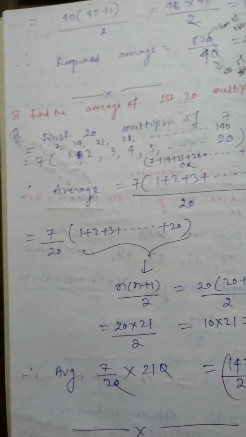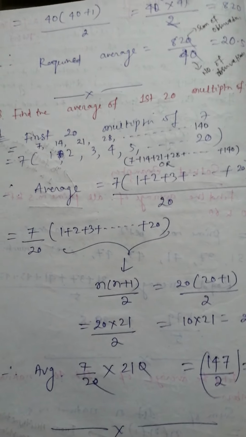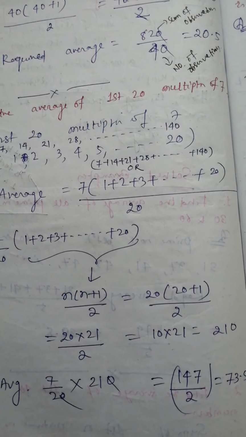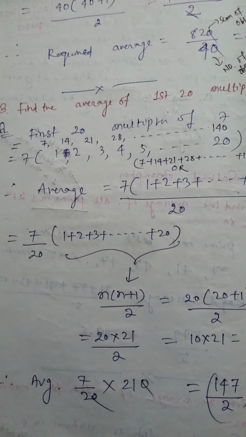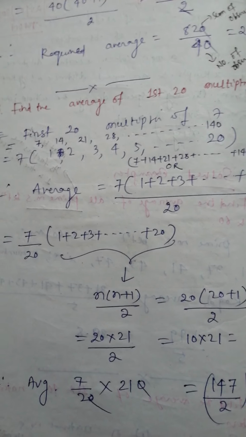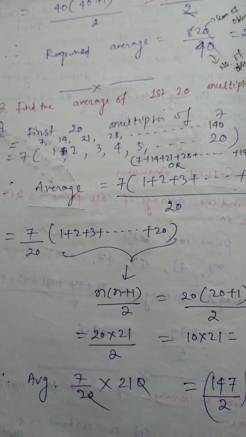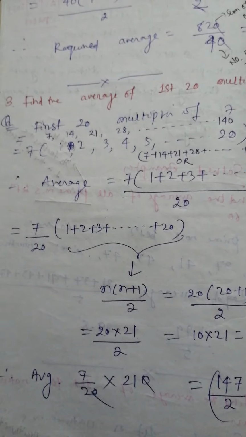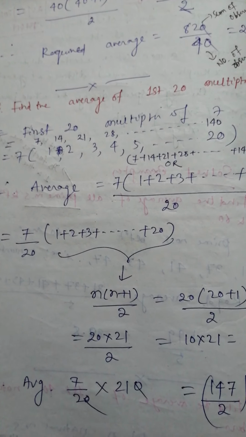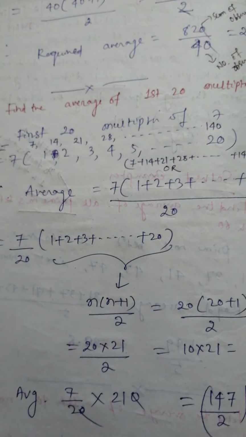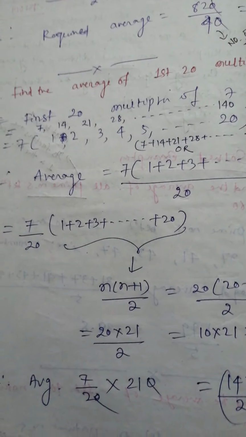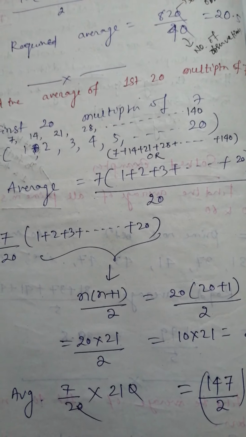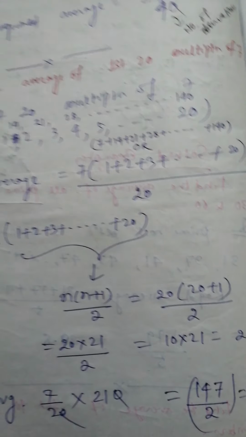Fine. Next I will go to question number 3. Find the average of first 20 multiples of 7. Okay, so I will first find out what are the first 20 multiples of 7. And this is very natural that we can do it in a general way. So the first 20 multiples of 7 are 7, 14, 21, 28 up to 140. So I can write it like 7 into 1, 2, 3 up to 20.